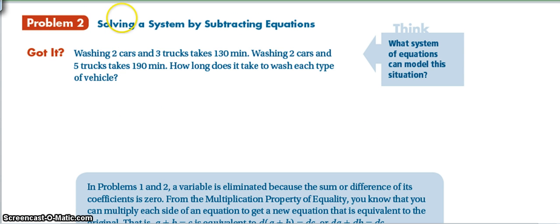Alright, this situation is where it starts to really make sense for some people. If we are washing 2 cars and 3 trucks, and that takes 130 minutes, and then we're also washing 2 cars and 5 trucks, and that's going to take 190 minutes. See here that we have two of the same variables. Maybe this is data if you own a car wash, and you're trying to solve how long it takes to wash these certain types of vehicles.